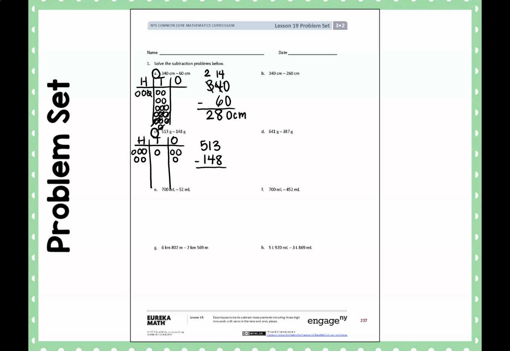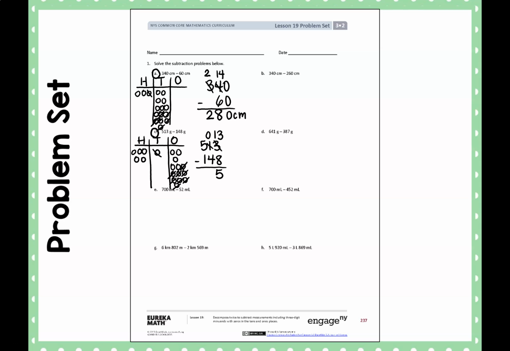Let's start in our ones place. I have 3 ones. Can I take away 8 from 3 ones? Nope, so I'm going to knock on the door of the tens and ask if I can borrow. So I'm going to borrow 10 ones. So my 3 becomes 13, and my 1 becomes 0. Can I do 13 take away 8? Alright, yes I can. Let's go ahead and cross off 1, 2, 3, 4, 5, 6, 7, 8. How many ones do I have left over? 5 ones.